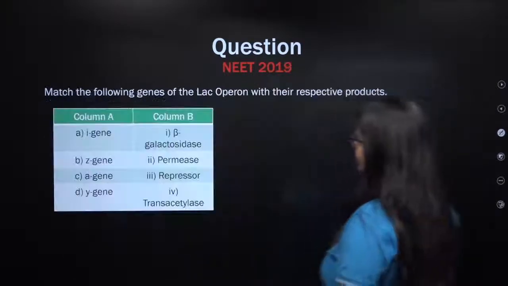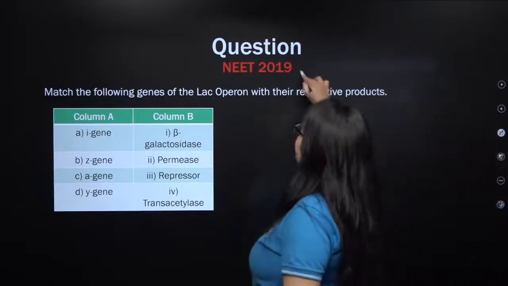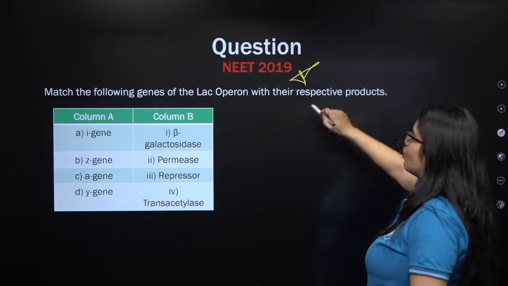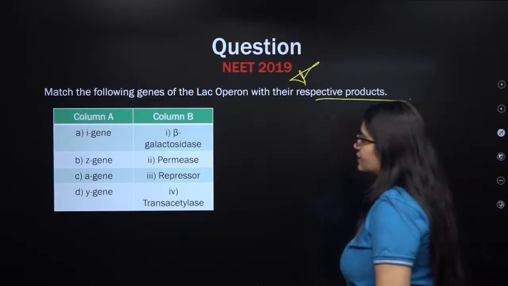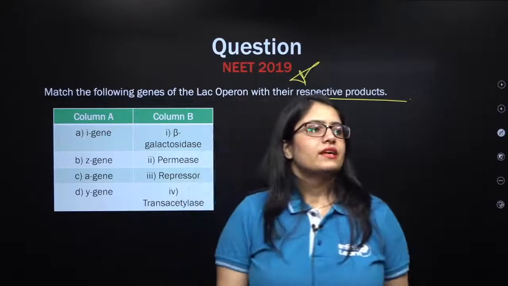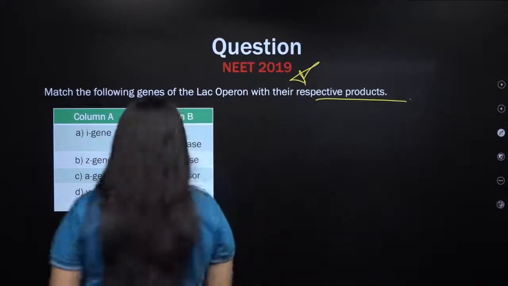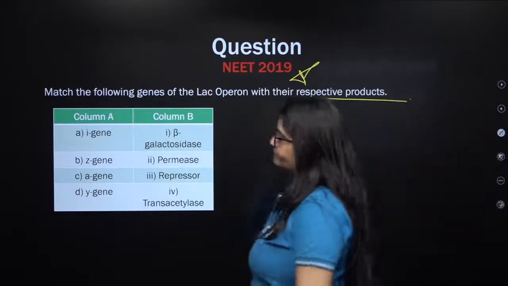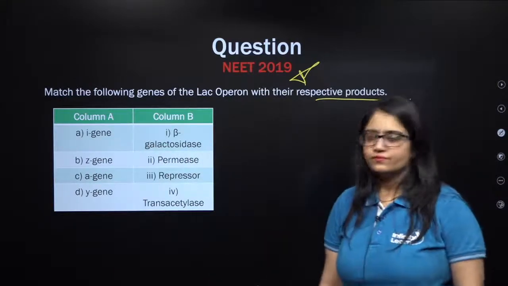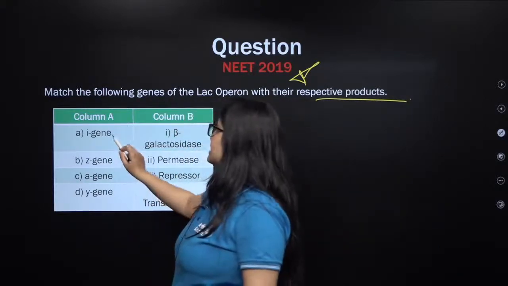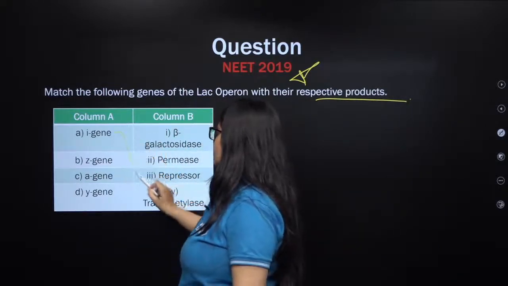Excellent. Next question. This was asked in NEET 2019. Match the following genes of the lac operon with the respective products. Come on, give it a try, my kids. Everybody in the class, give it a try. So in a lac operon, the i gene codes for a repressor mRNA that forms a repressor protein.